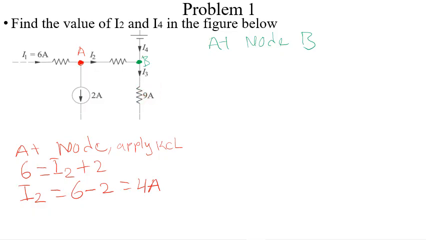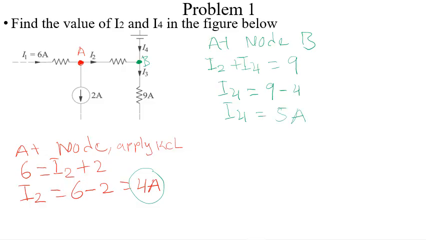So we simply come here again and we say I2 plus I4 is equal to 9. And already we know that I2 is equal to 4. So we can simply say our I4 here is equal to 9 minus 4. So we have I4 is equal to 5 amps. And we are done applying our KCL.